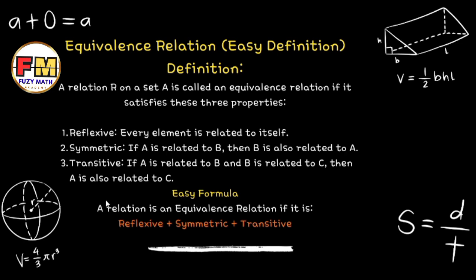Second property is symmetric. If A is related to B, then B is also related to A. Third is transitive. If A is related to B and B is related to C, then A is also related to C. Easy formula will be: a relation is an equivalence relation if it is reflexive plus symmetric plus transitive. If these three properties simultaneously satisfy, then the relation is an equivalence relation.